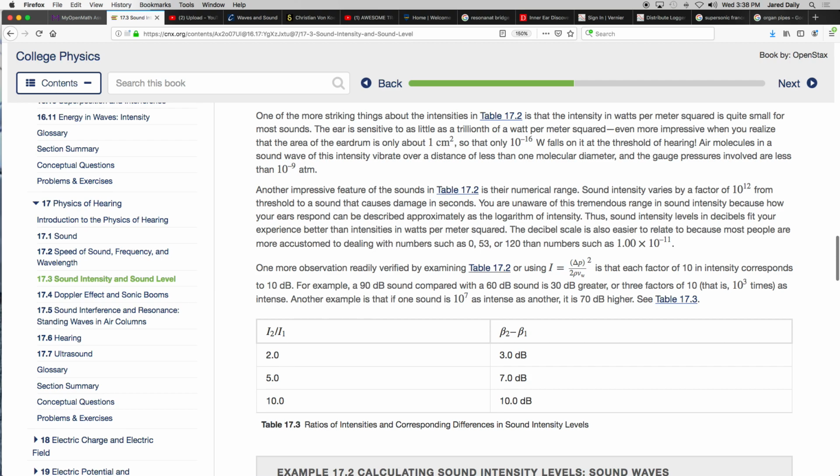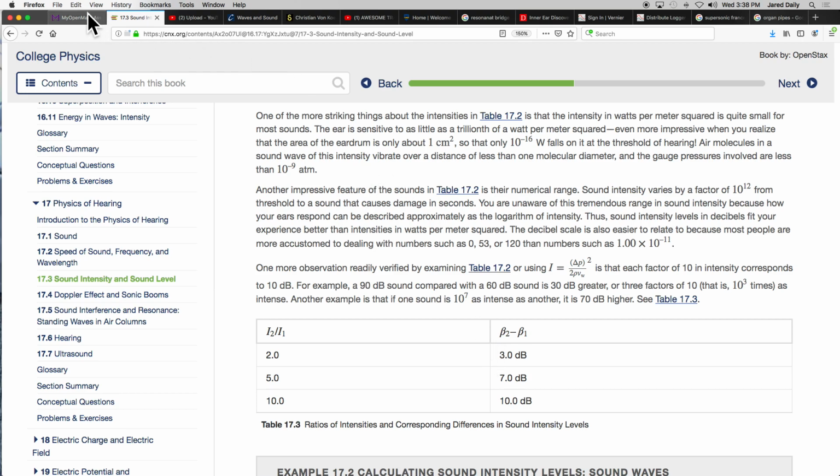And so you look it up here and you say intensity 2 over intensity 1. In other words, your new intensity, which is intensity 2, divided by intensity 1, you get 2, which means your new intensity is double what it used to be, right? And then that is equivalent to an increase of 3 decibels on the decibel scale.